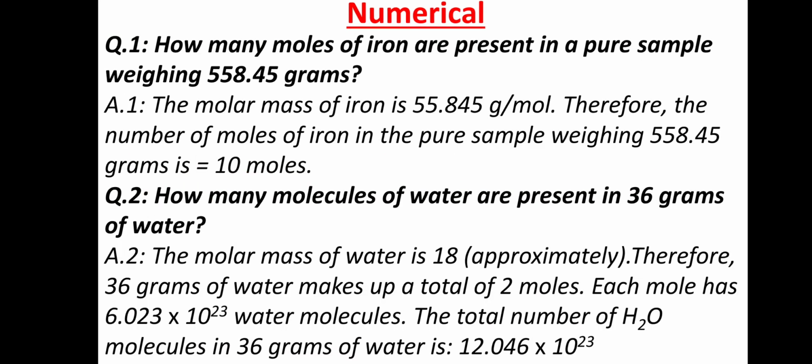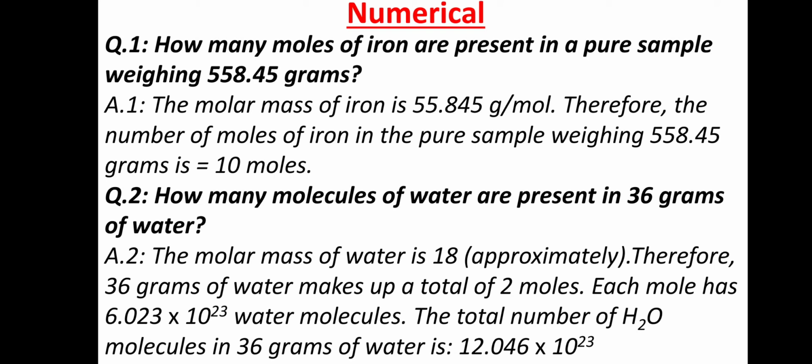Now, based on this concept, some numericals are given. First numerical: how many moles of iron are present in a pure sample weighing 558.45 grams? We have a sample of iron weighing 558.45 grams, and we have to calculate how many moles of iron are present. As we know, the molar mass of iron is 55.845 grams per mole. So in 1 mole of iron there are 55.845 grams of iron.